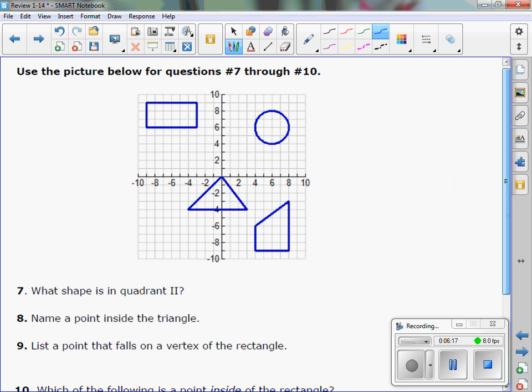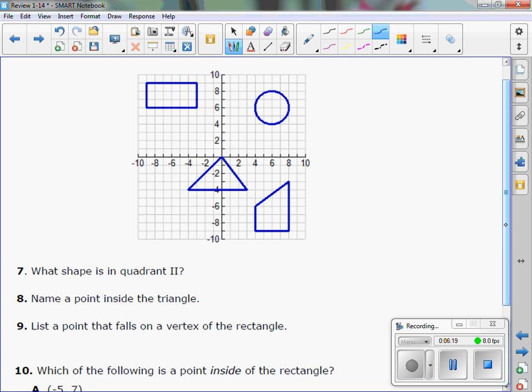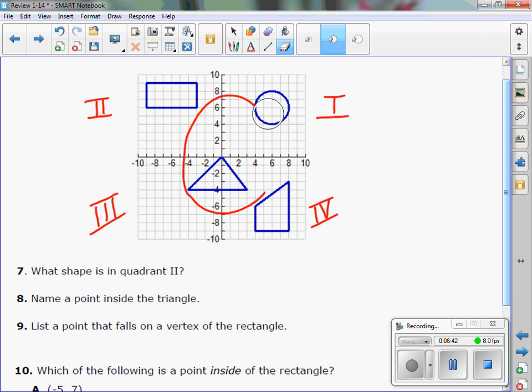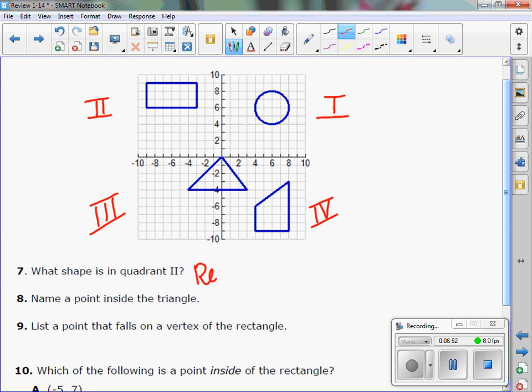Number 7, 8, 9, and 10 all have to do with these shapes on the coordinate plane that you see. It first says what shape is in quadrant 2. So you need to know which quadrant is which. Remember, like the letter C, we start quadrant 1, go left to quadrant 2, down to quadrant 3, and then back around to quadrant 4. I'm going to go ahead and erase this C because we're going to need to look at this coordinate plane. So what shape is in quadrant 2? Well, quadrant 2 is the upper left-hand quadrant, so that would be a rectangle in that quadrant.